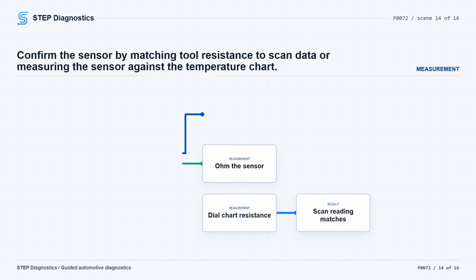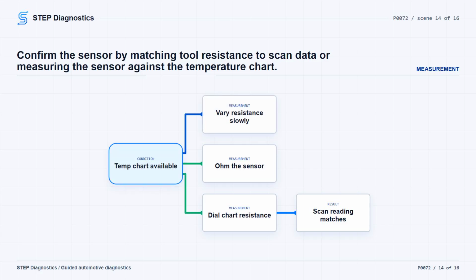If a temp table is available, dial the tool to a resistance value in the table, connect both leads to the harness connector with the ignition on, and monitor the scan tool for the proper reading. If the scan tool reading matches the table, the temp sensor is likely faulty. If the actual temperature can be acquired or reasonably estimated, measure resistance across the sensor terminals and compare it to the table. If the sensor resistance is not in range, the temp sensor is likely faulty.